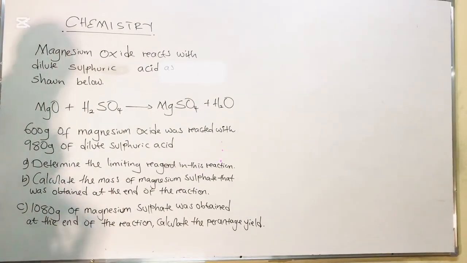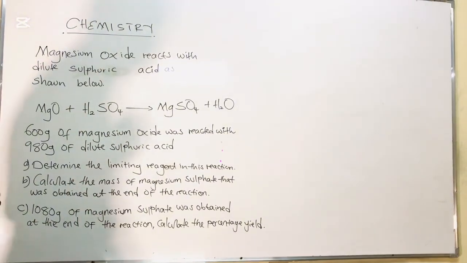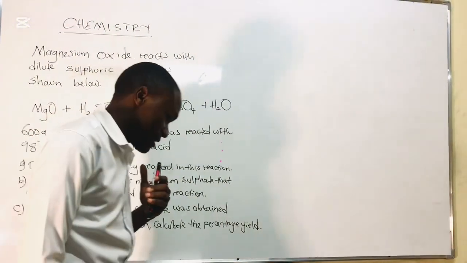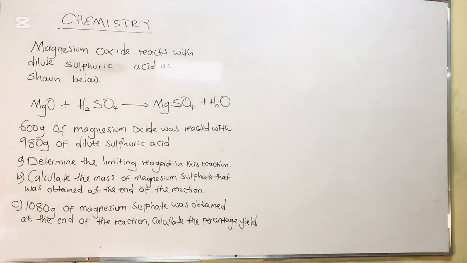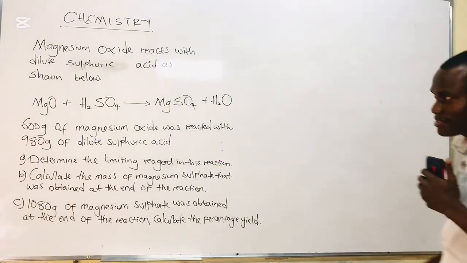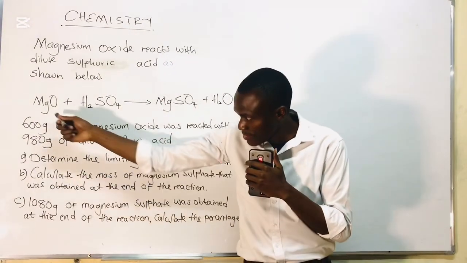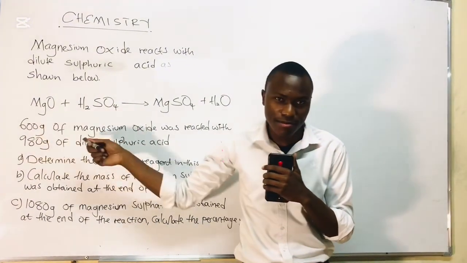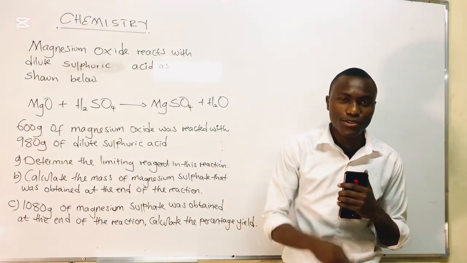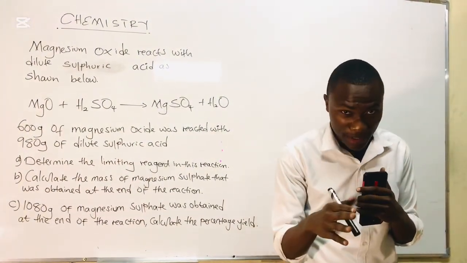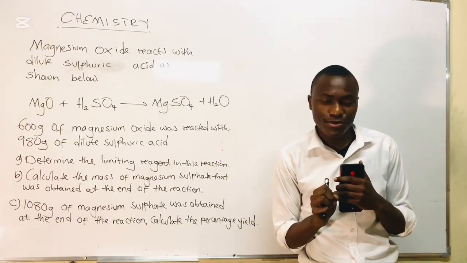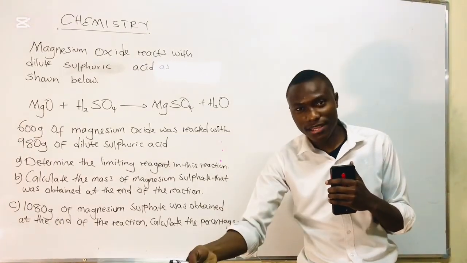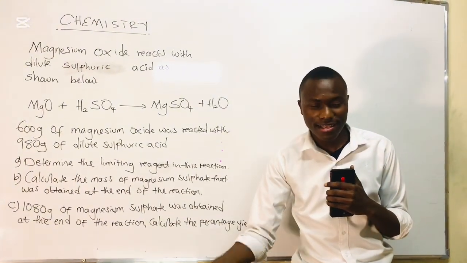Question 1 says determine the limiting reagent in this reaction. Now what you should know is that a limiting reagent is a reactant. So it is between these two, because it is a reactant in a chemical reaction that is present in short supply. So it finishes first before the other reactant gets to finish.